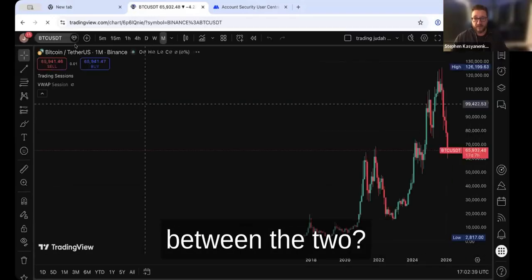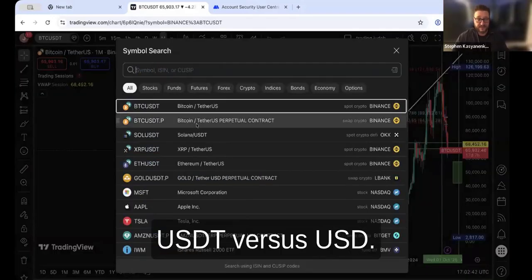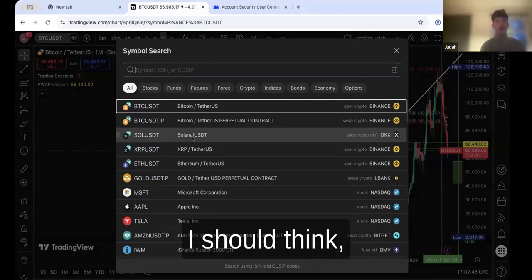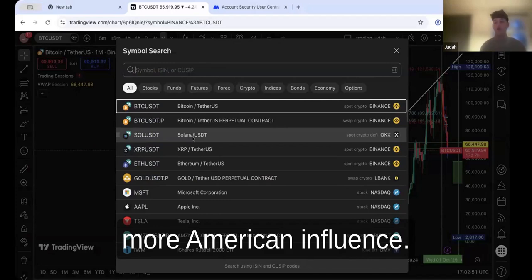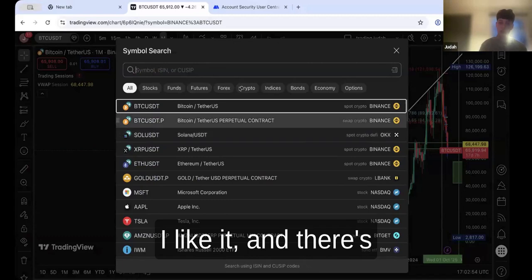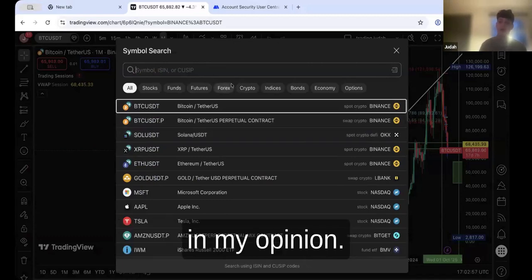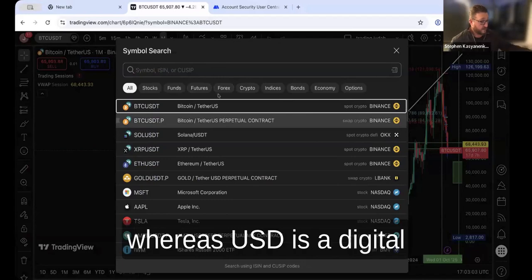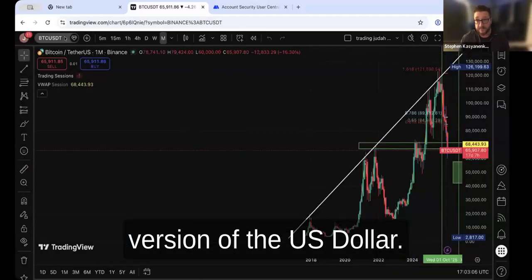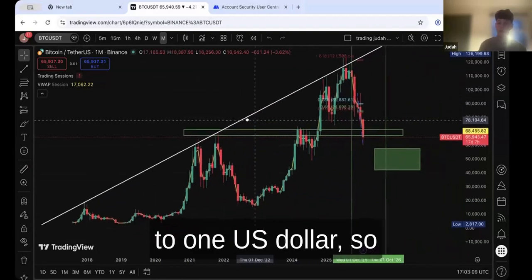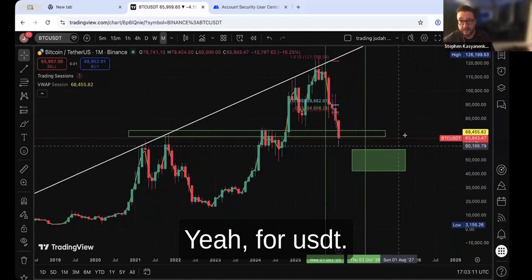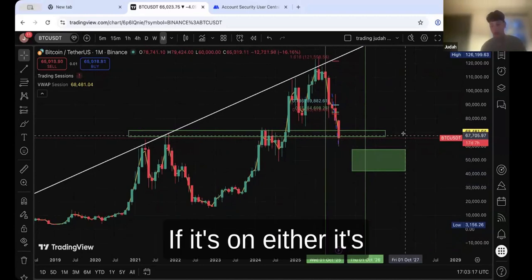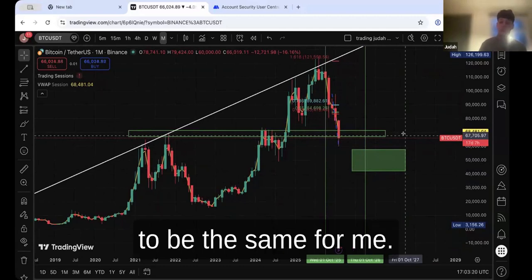Why is that? What's the difference between the two? Why USDT versus USD? What's the preference? Well, I'm just used to USDT, and USD I think has more American influence. I like USDT, and there's not really a big difference in my opinion, but maybe that's different for you. Yeah, USDT is a stable coin, whereas USD is a digital version of the US dollar. But USDT is equal to $1, so it doesn't really matter. It doesn't matter a lot because I'm going to make the same trade anyway. Whether it's on USDT or USD, the trade is going to be the same for me.